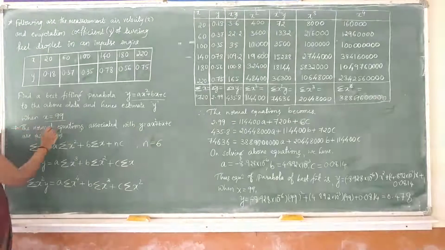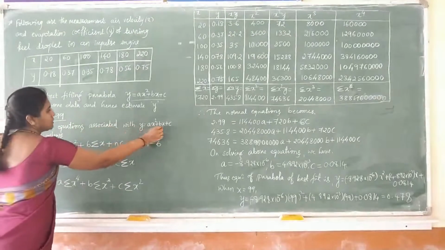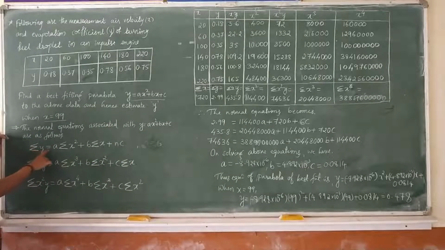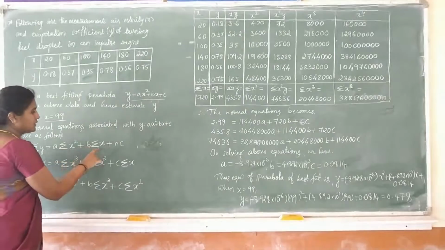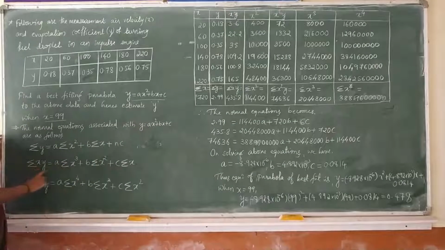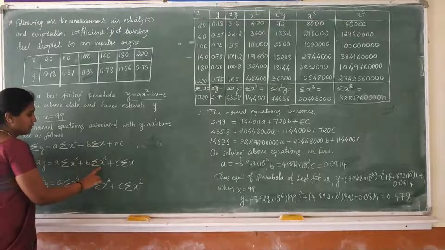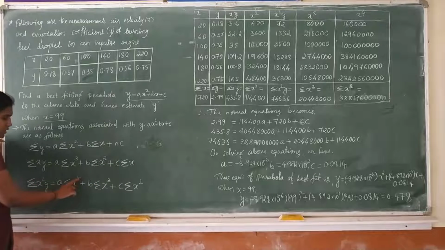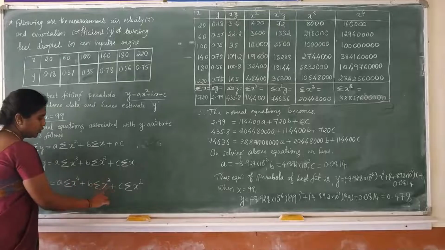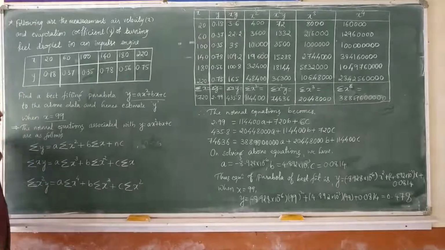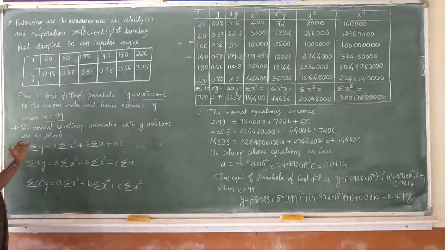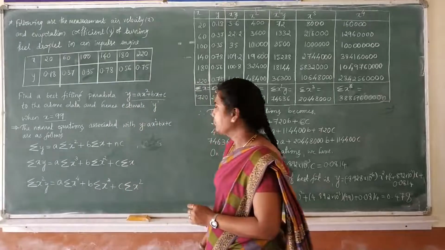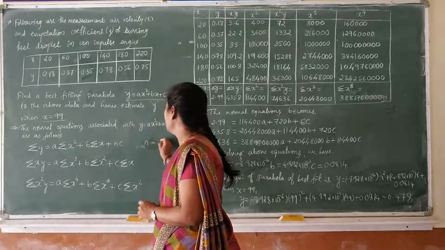Solving the normal equations associated with y equals ax square plus bx plus c are as follows. Summation of y equals a into summation of x square plus b into summation x plus nc. Summation of xy equals a into summation x cube plus b into summation x square plus c into summation x. Next, summation x square y equals a into summation x raised to 4 plus b into summation x cube plus c into summation x square. These are the normal equations associated with the parabola equation. And here n is equal to 6.